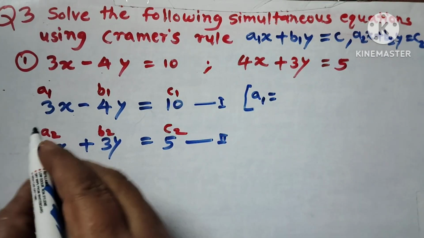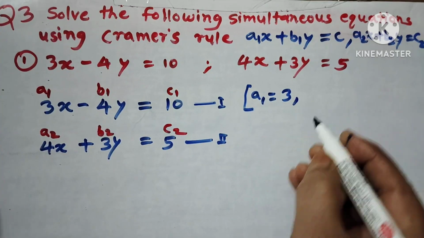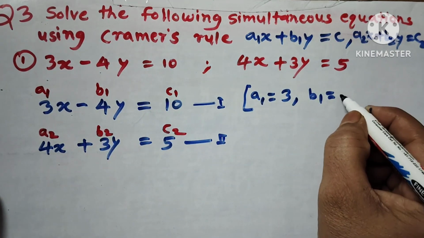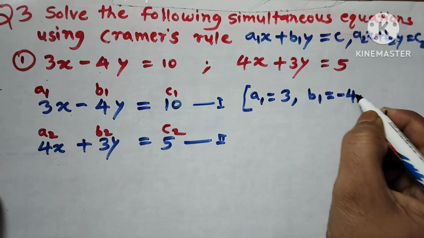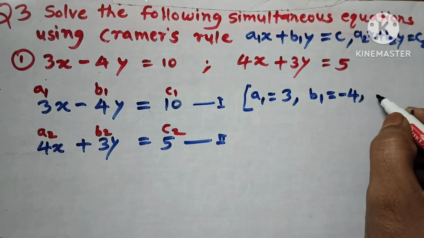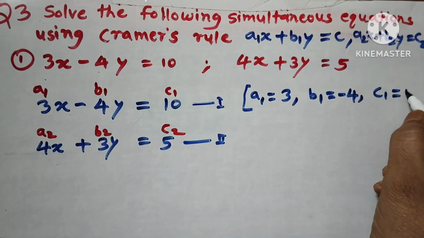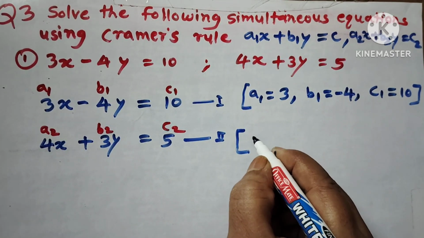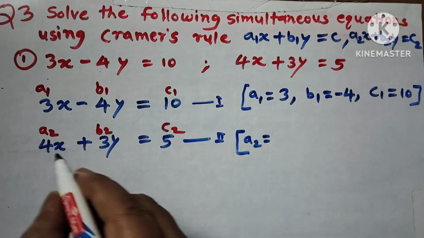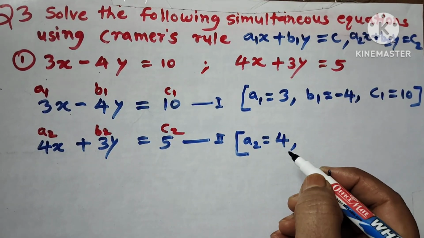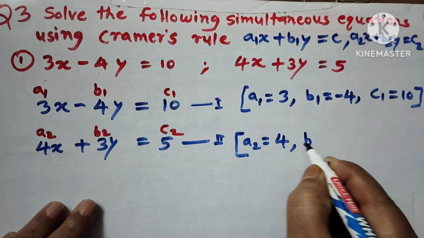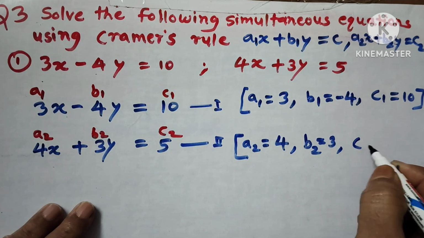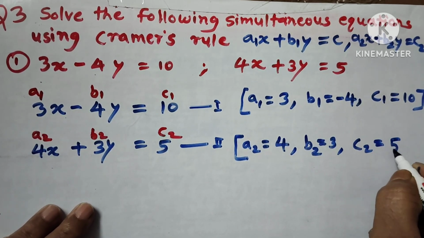a1 is equal to 3, b1 is equal to minus 4, c1 is equal to 10. In the second equation, a2 is equal to 4, b2 is equal to 3 and c2 is equal to 5.